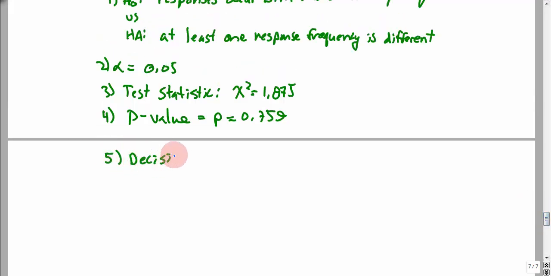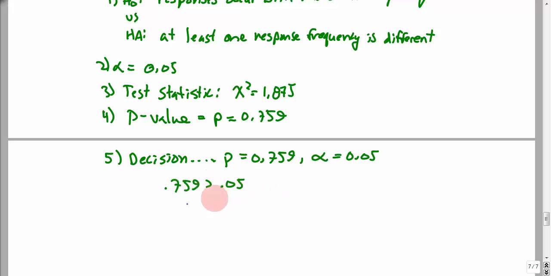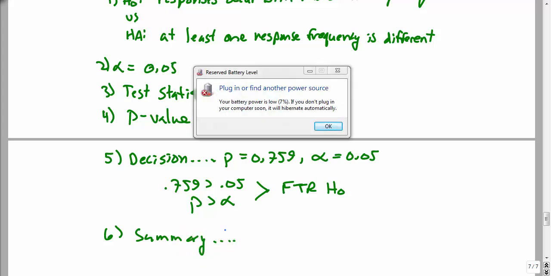Now the information we need to make a decision here is our p-value, and then we also need our level of significance of 0.05. We can see that 0.759 is greater than 0.05, so basically p is greater than alpha here, so I'll fail to reject H0. Step 6 is my summary, and again, when you're doing these problems on the exam, please show all of your work.